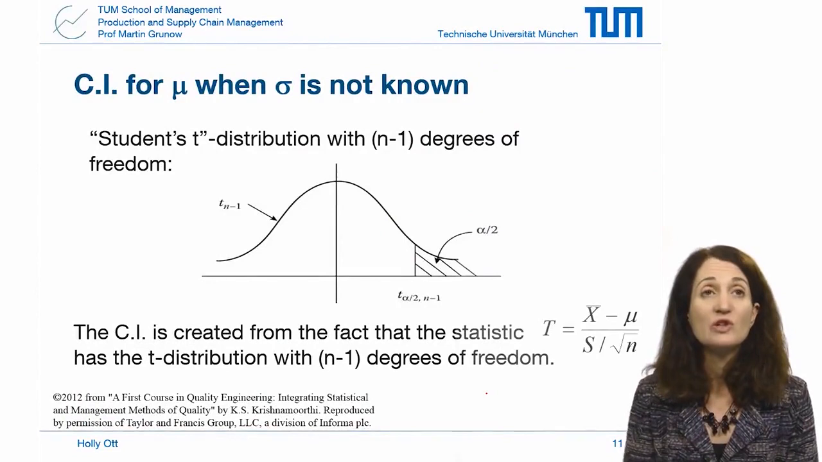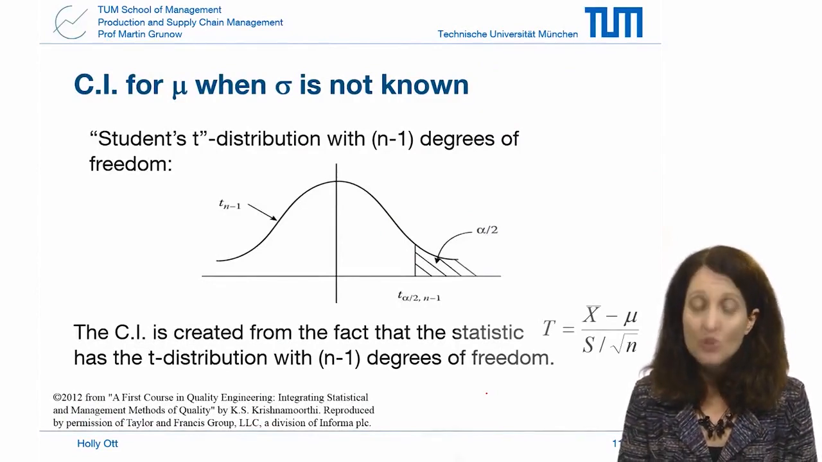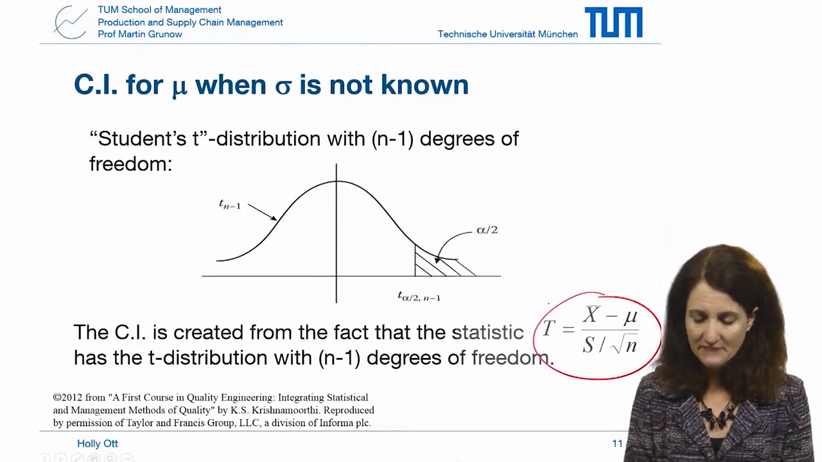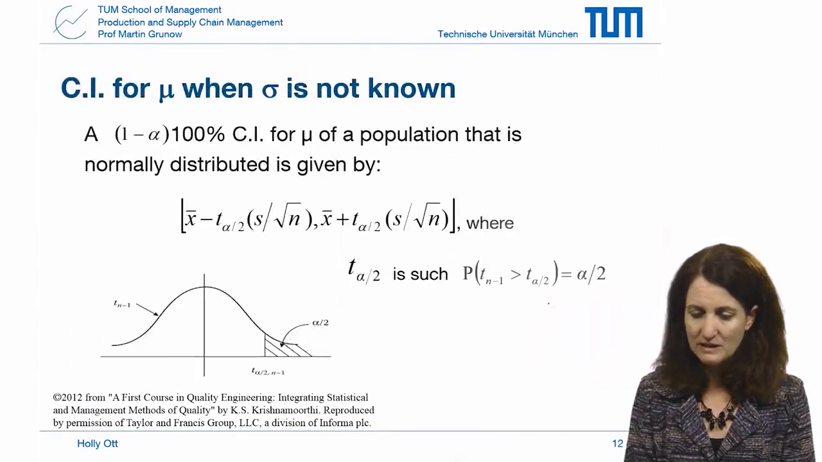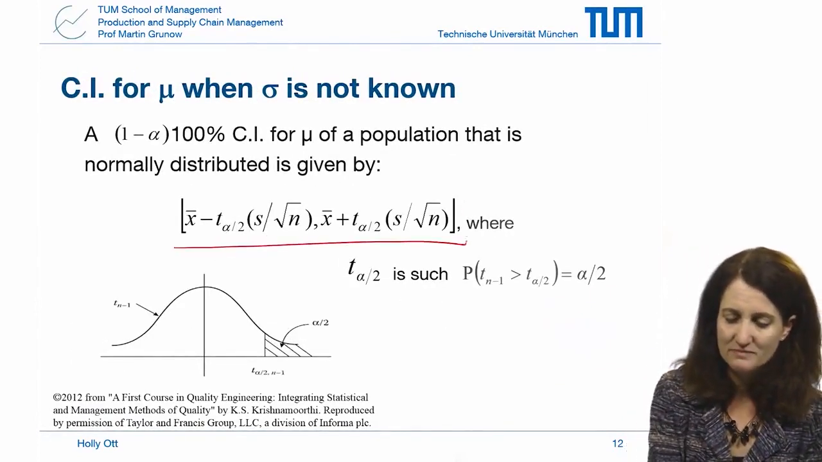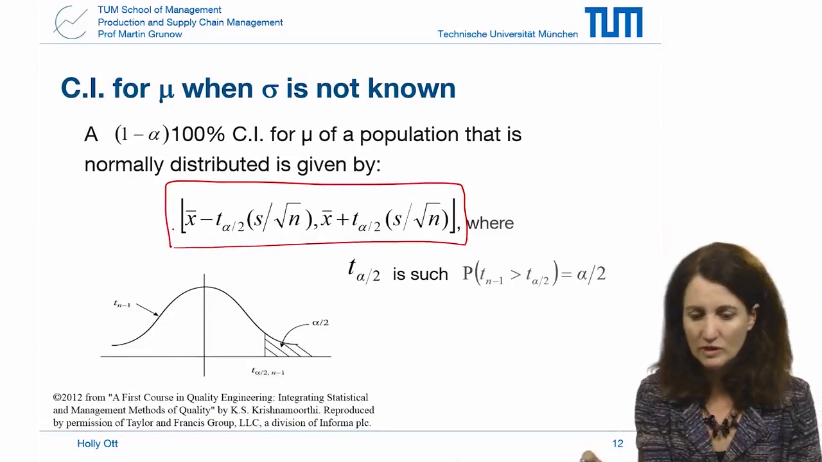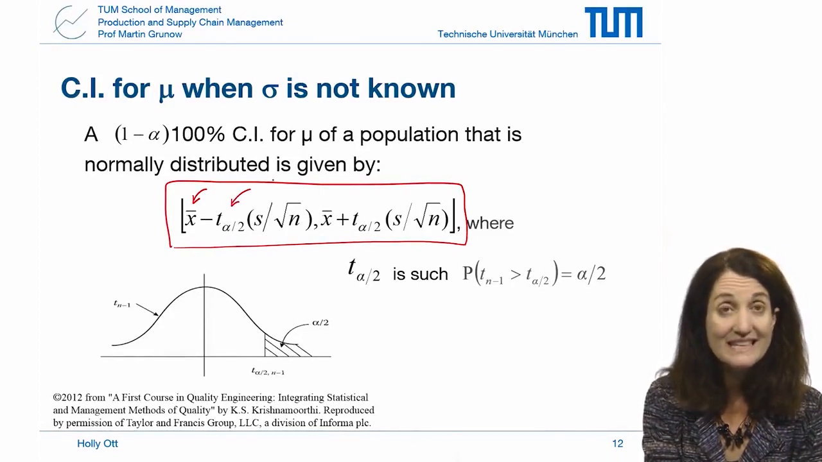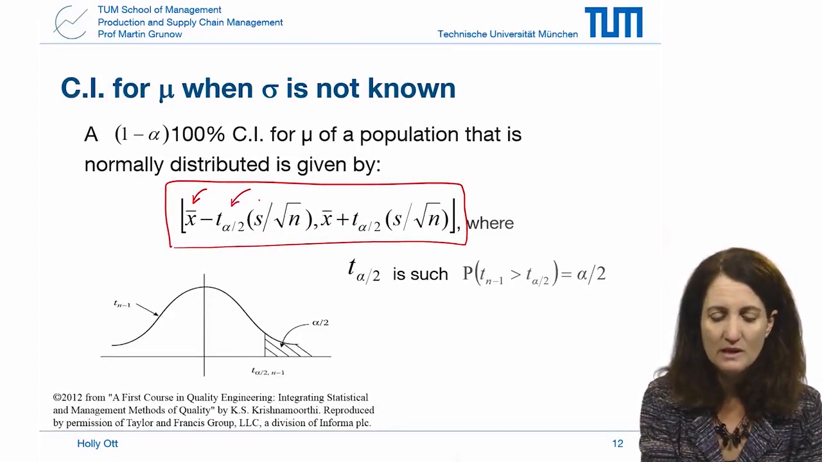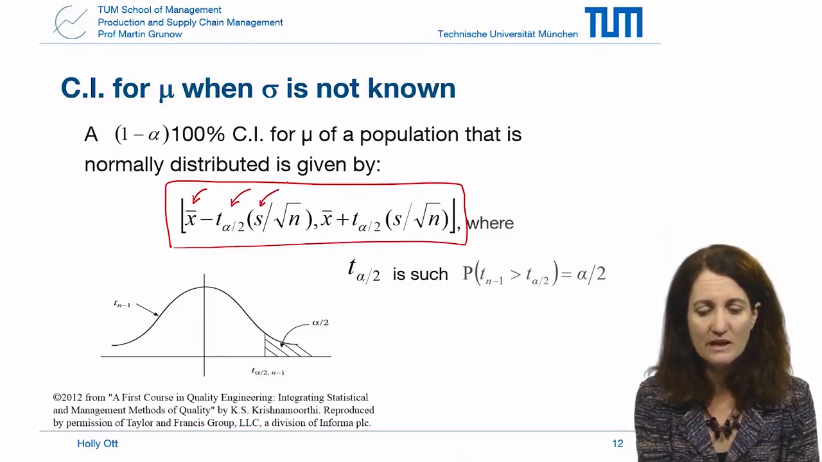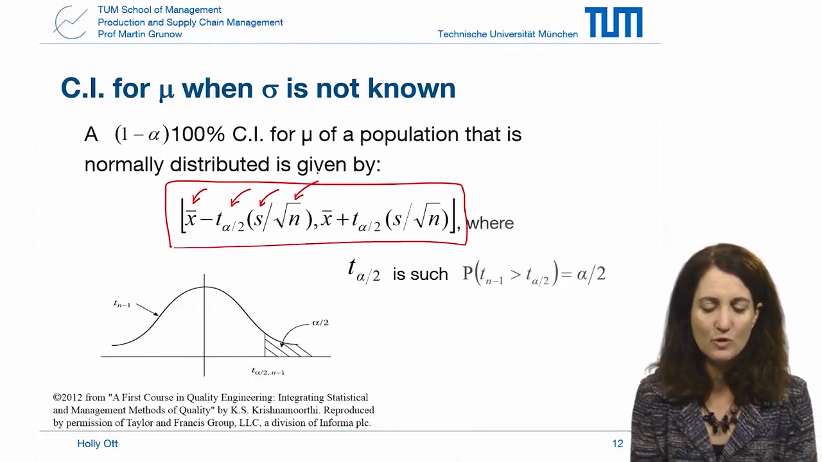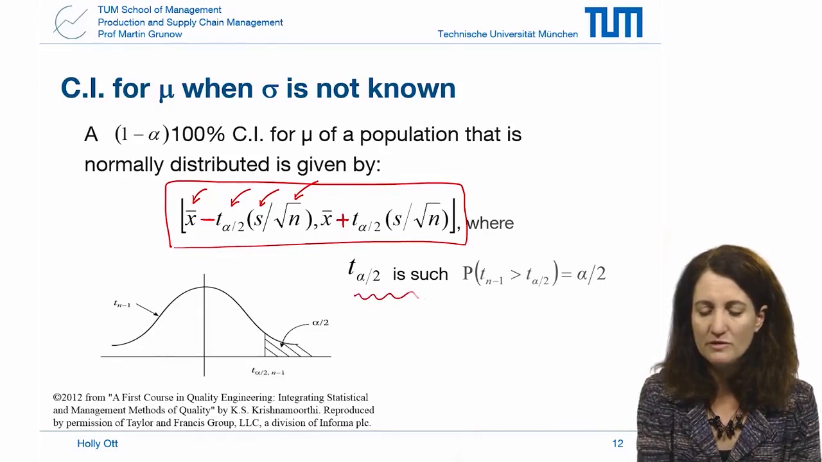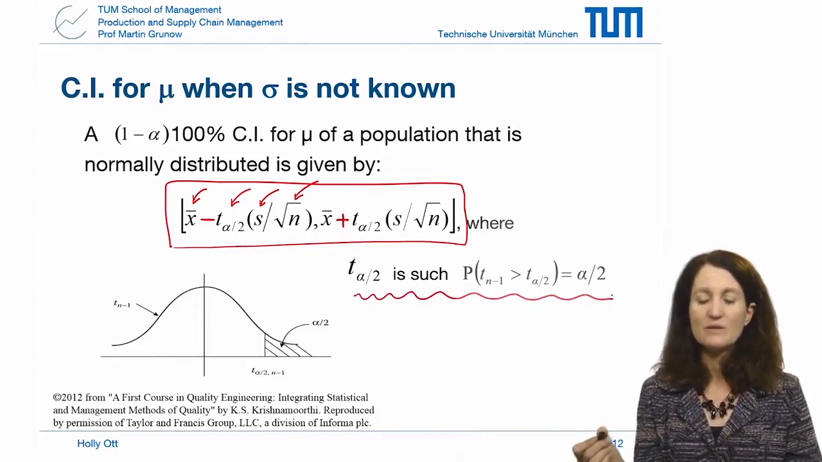Well, we want to create a confidence interval for mu when sigma is not known, and we need to use the statistic t. We look at the equation, and it's exactly the same equation, so there's no need to worry about learning anything new. We have the x bar value. We have, instead of a z alpha over 2, a t alpha over 2. We have the sample standard deviation that we calculate instead of sigma, and the same old square root of n, and we still have plus and minus the way we did before.